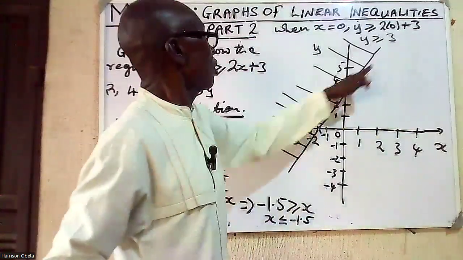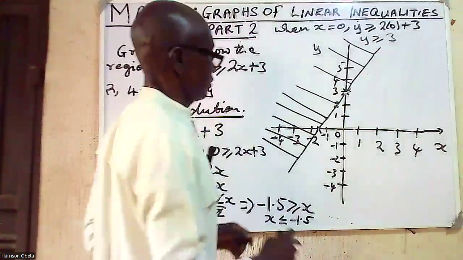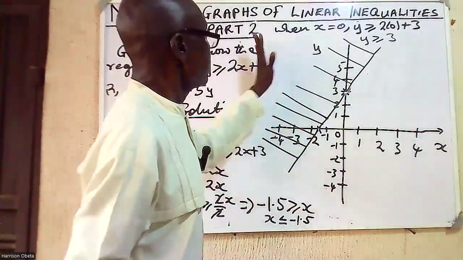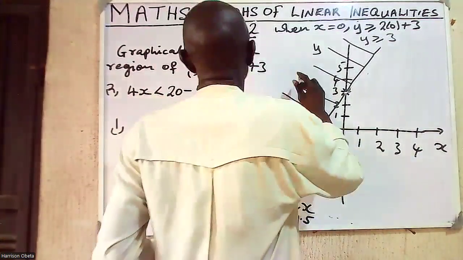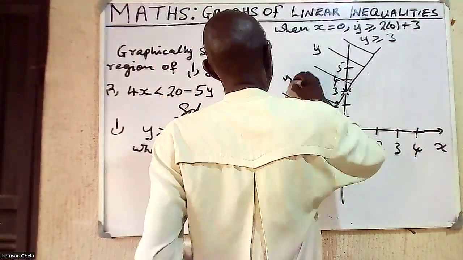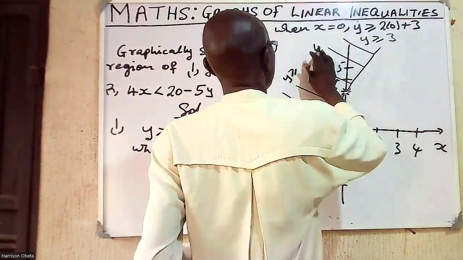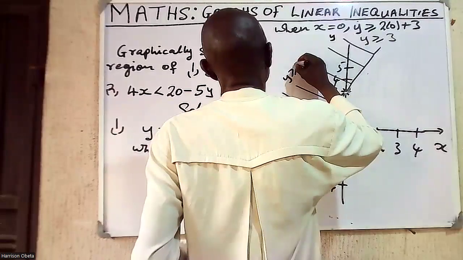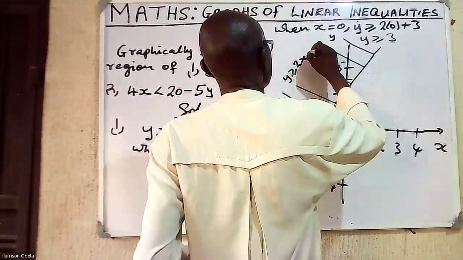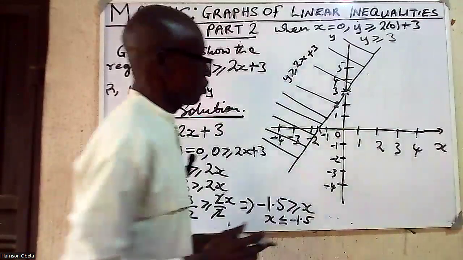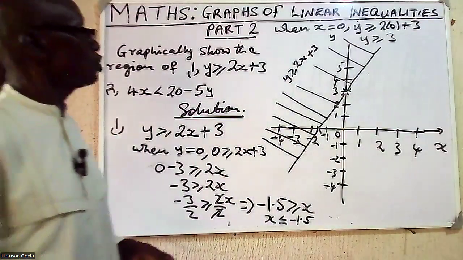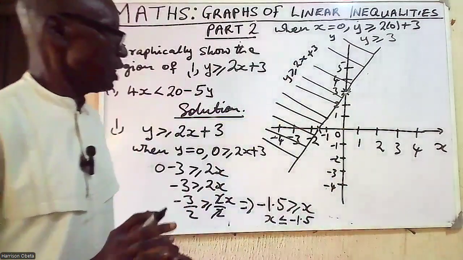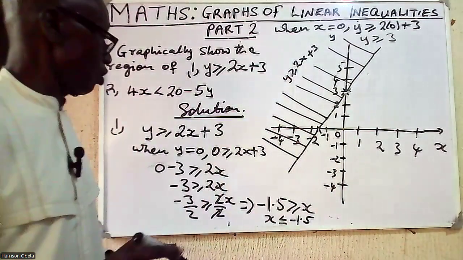So this is what we call the boundary line. That means you are not supposed to touch anything this side, but this side. So this is now the graph of y is greater than or equal to 2x plus 3. So that is how to show the region. So we have shaded the required region and I have given the explanation.